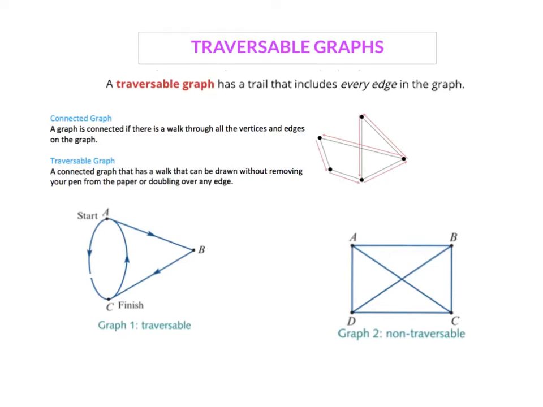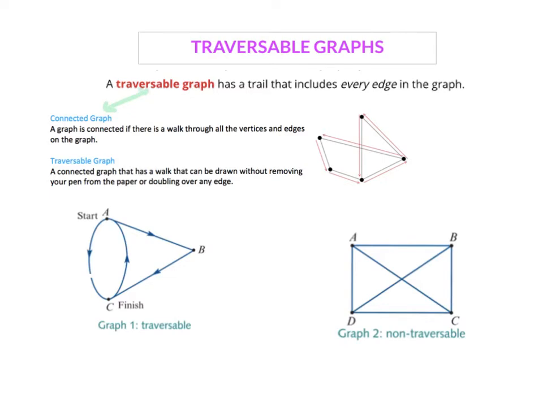All right, so today we're looking at traversable graphs. A traversable graph is when you walk a trail, so you go through the network and you include every edge. Now, a traversable graph is a connected graph.